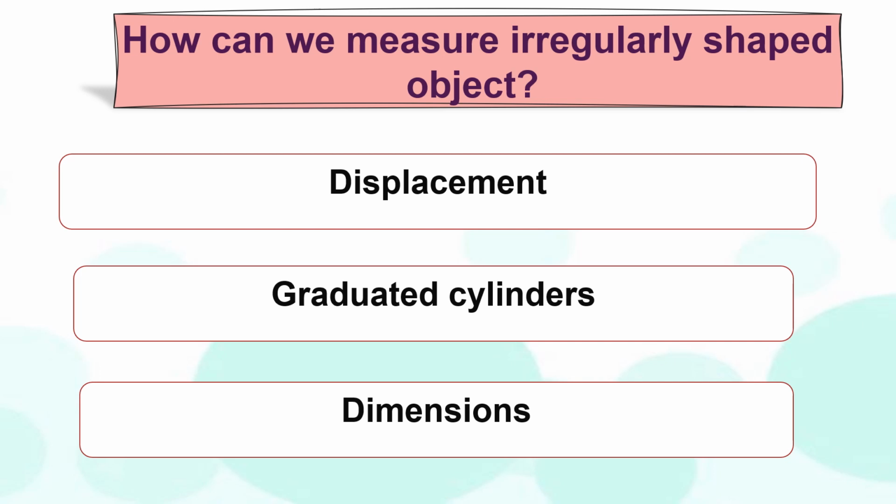How can we measure irregularly shaped objects? Displacement, graduated cylinders, dimensions. What's the answer? Displacement, because irregularly shaped.